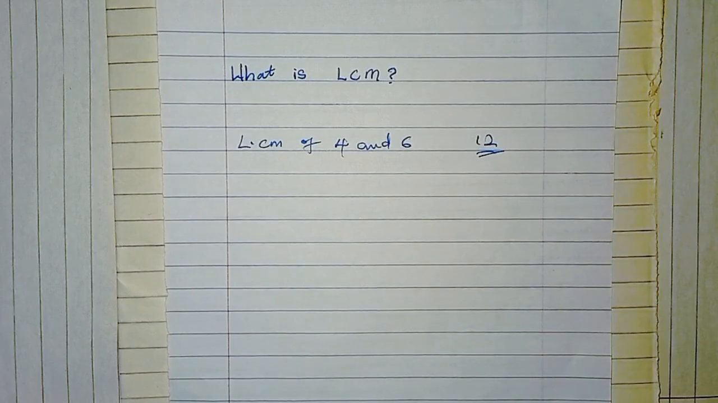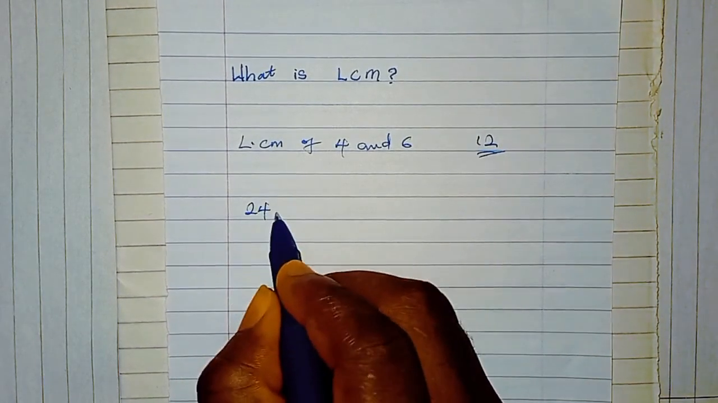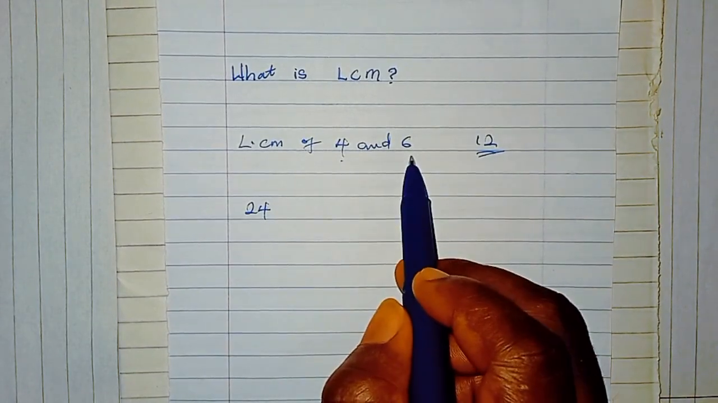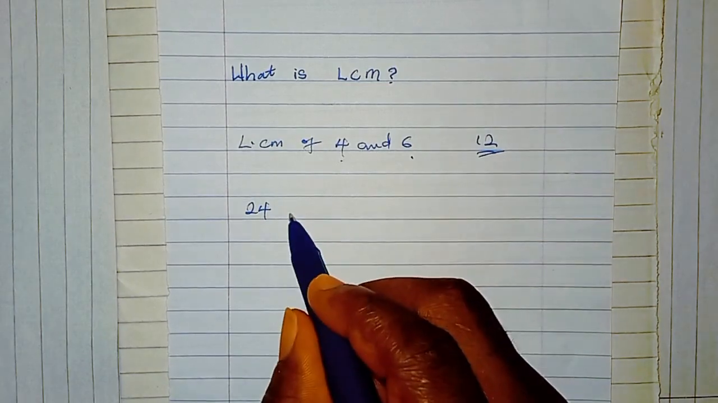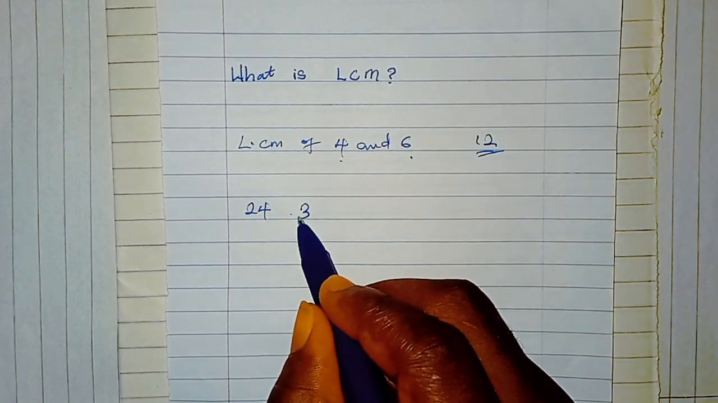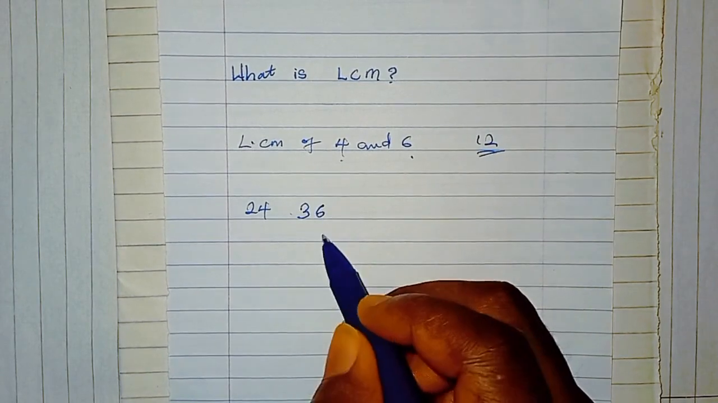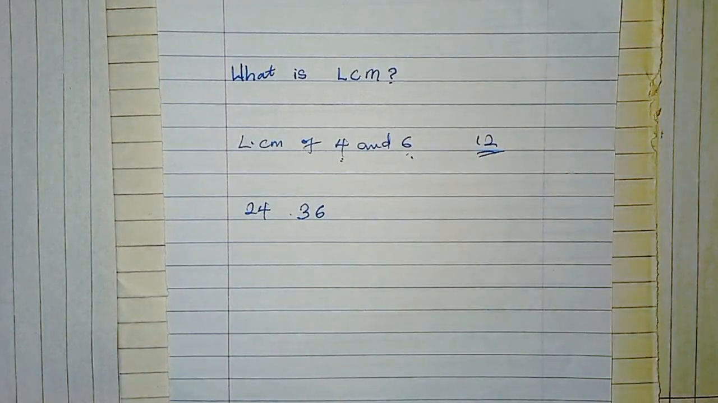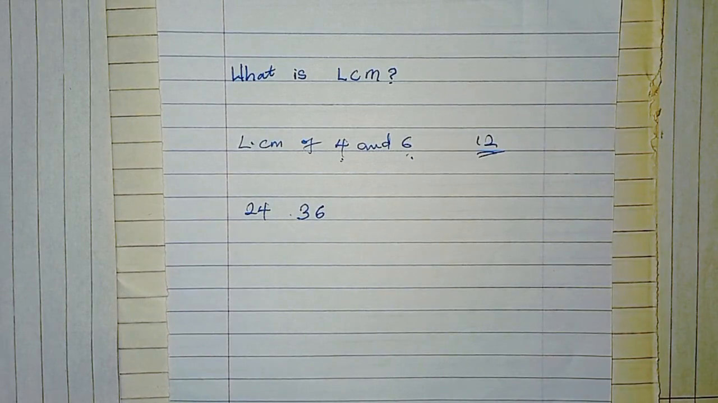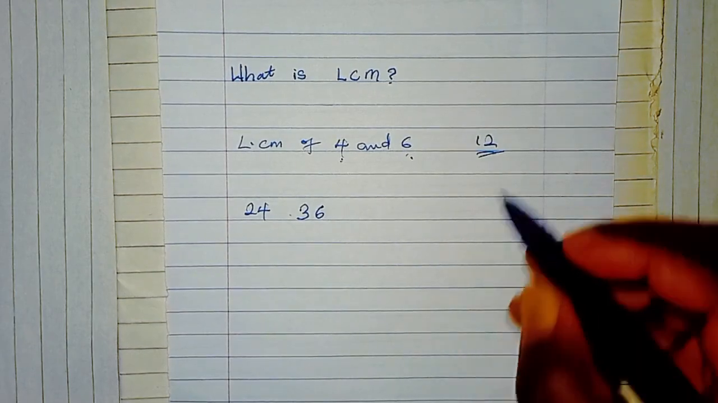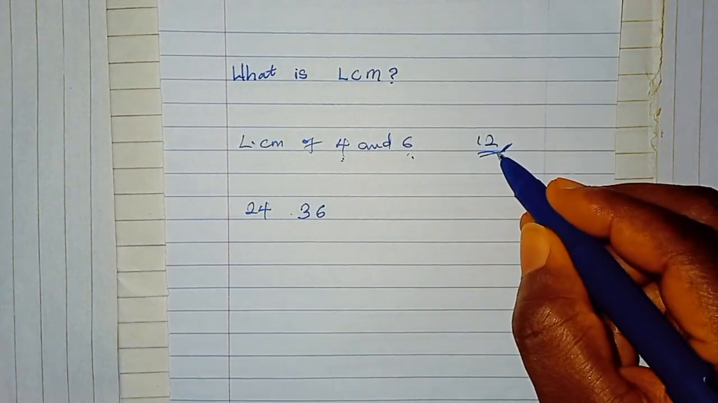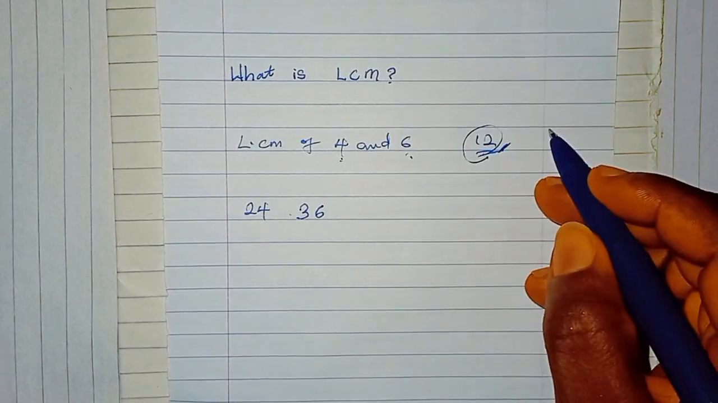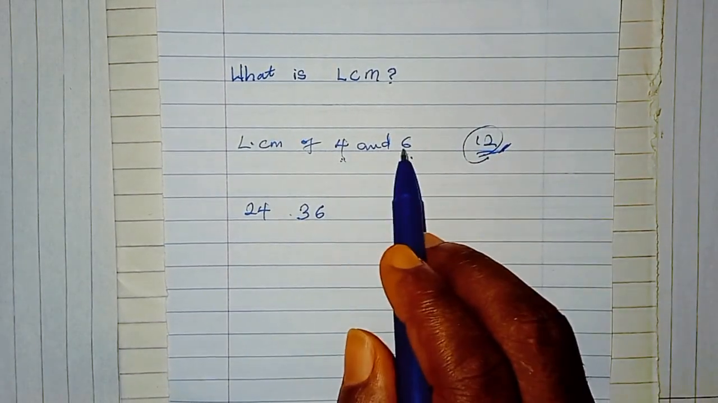We also know that 24 can divide 4 and 6 without having a remainder. And 36 can equally divide 4 and 6 without having a remainder. But the one we are looking at is the smallest number. That's the lowest multiple of 4 and 6, which is 12. And that is why 12 is the LCM of 4 and 6.